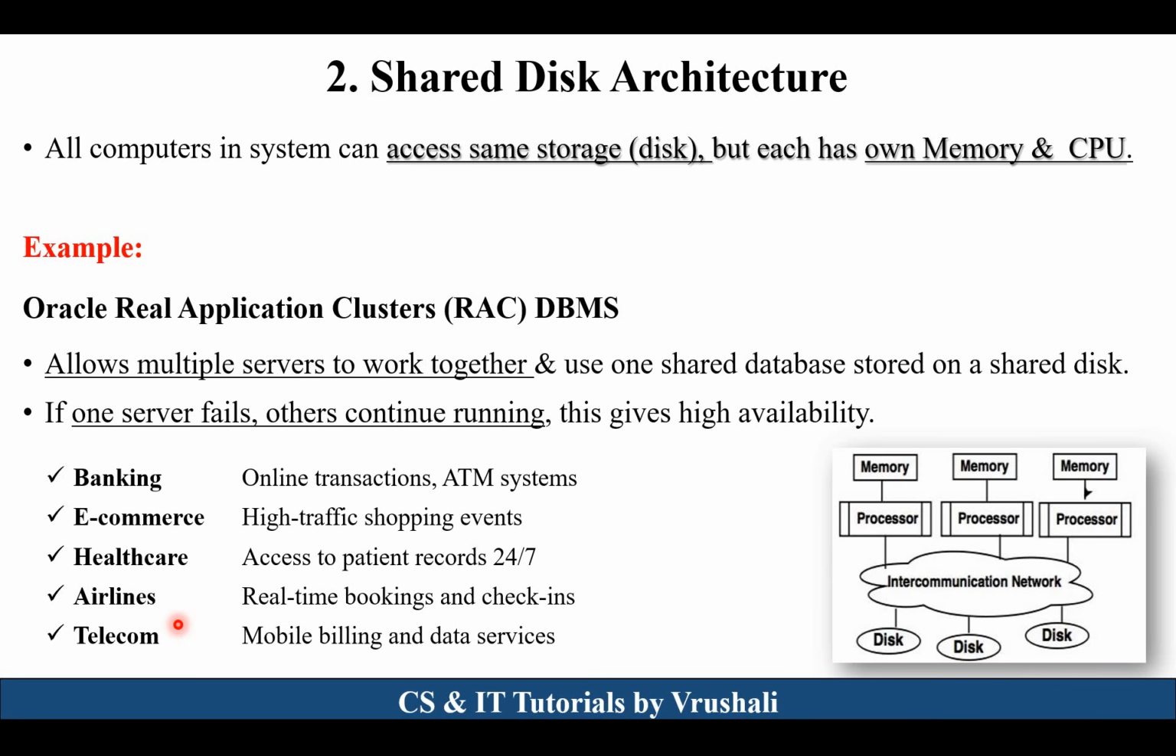Again, in airline systems, for real-time booking and check-in systems. Again, in the telecommunication industry, for mobile billing and mobile recharge, right? Multiple people are doing mobile recharge at the same time. That's why multiple servers and multiple processors are there for performing all these features and specifications, right? So this is called shared disk architecture.